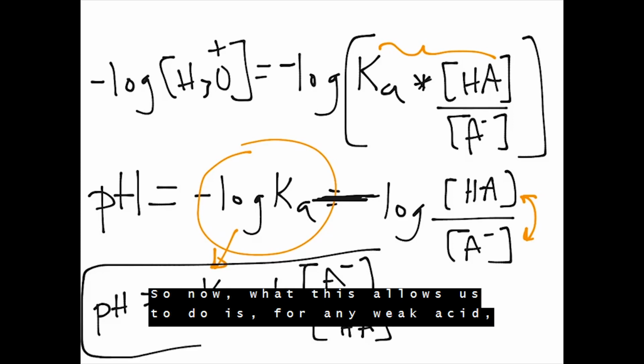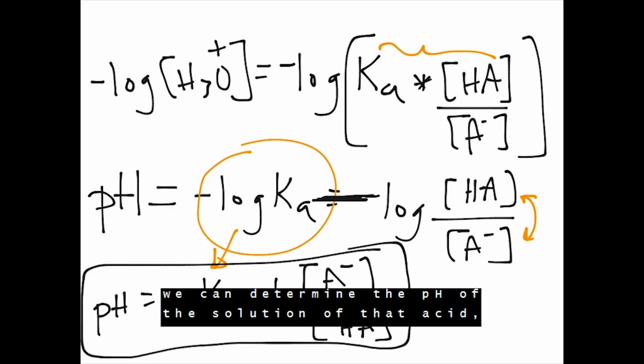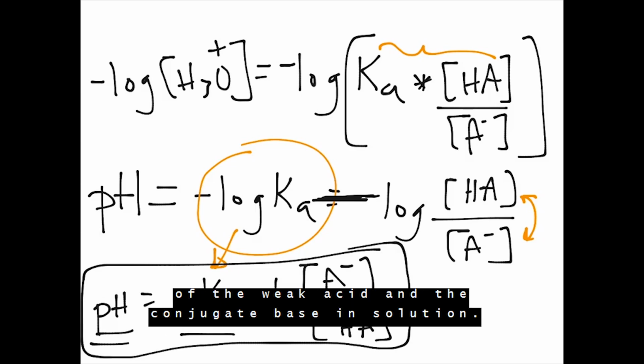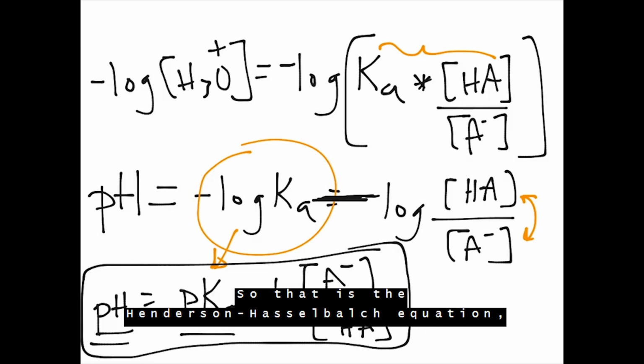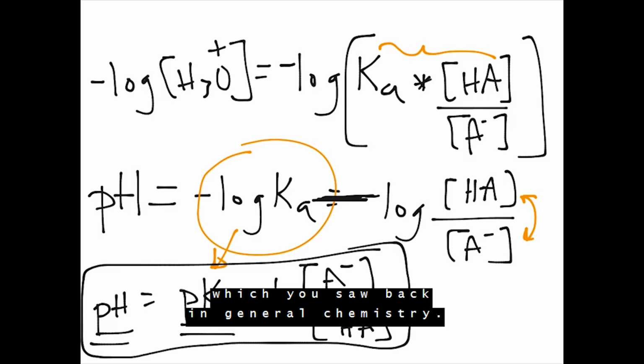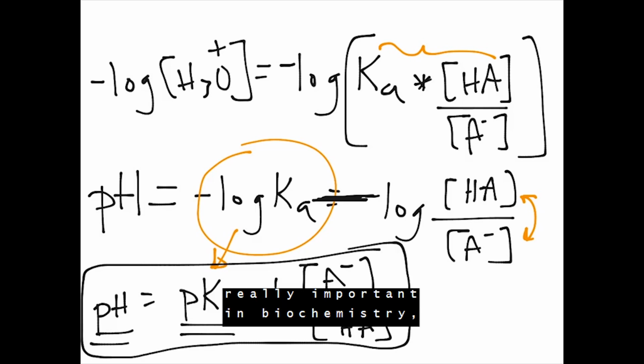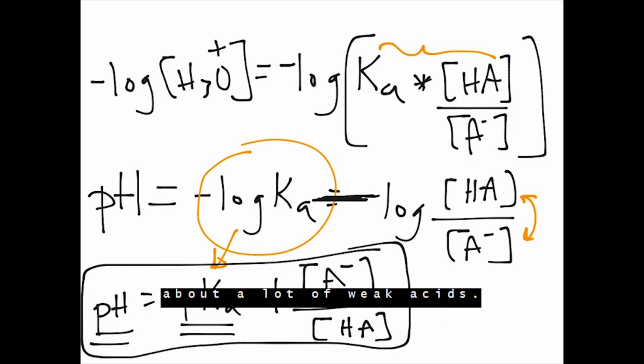So what this allows us to do is for any weak acid, we can determine the pH of the solution of that acid given the pKa of that particular weak acid and the concentration of the weak acid and the conjugate base in solution. So that is the Henderson-Hasselbalch equation, which you saw back in general chemistry. It's horrible to spell, but it's going to be really, really important in biochemistry because we're going to be talking about a lot of weak acids.